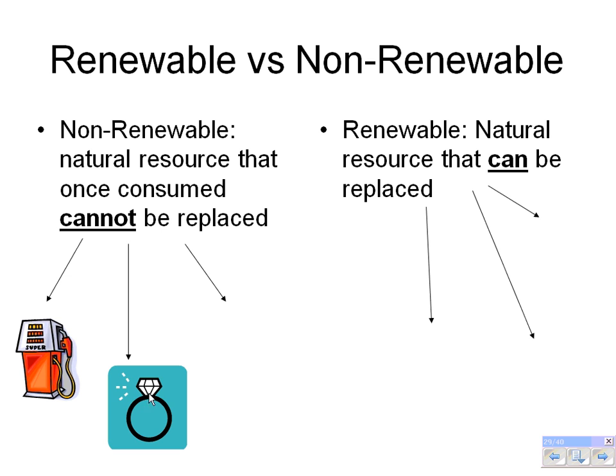So it's supposed to be a diamond. Coal. Natural gas is non-renewable. Uranium, which is a mineral, that's non-renewable and used as a fuel.